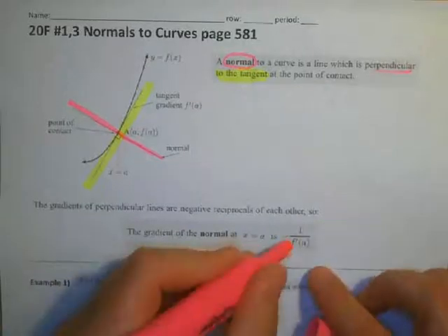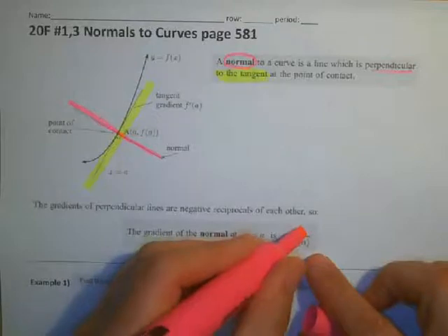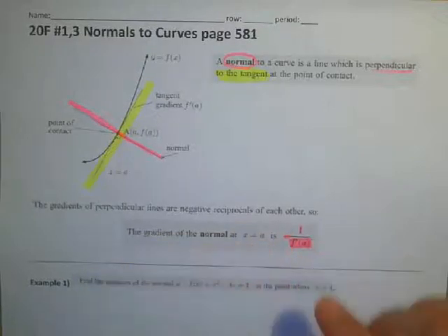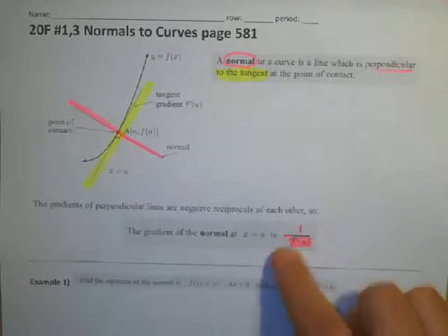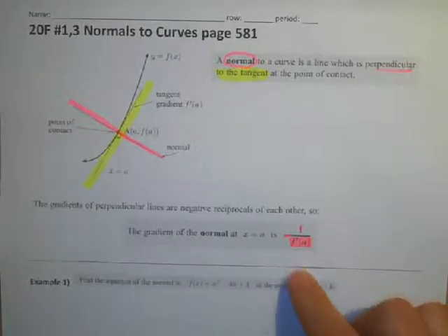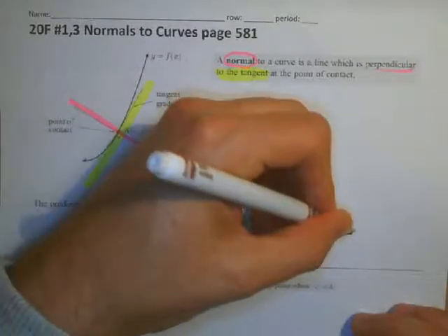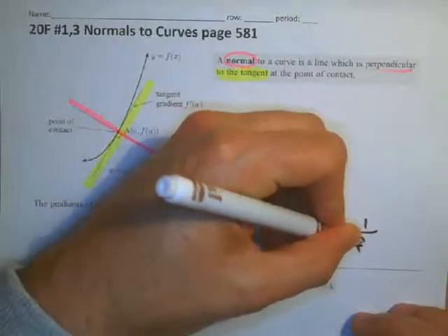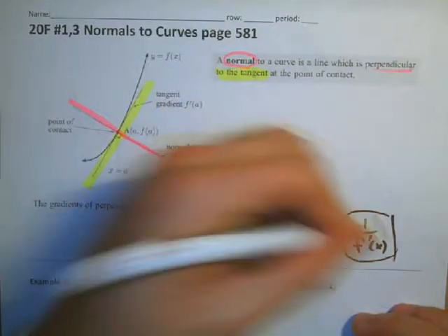Basically, we know the derivative gives us a slope. So the negative reciprocal of the derivative is going to give us our normal slope. This is basically negative 1 over the derivative, and that will give us our normal slope.